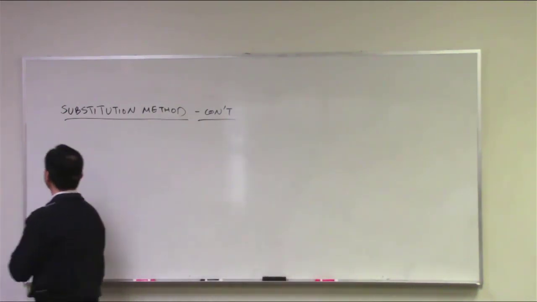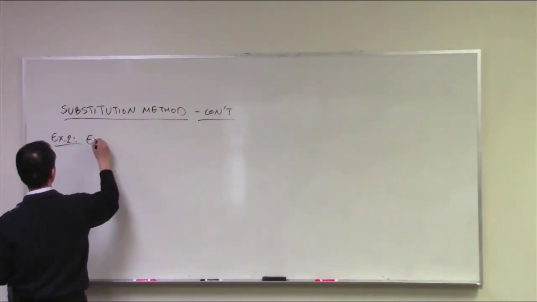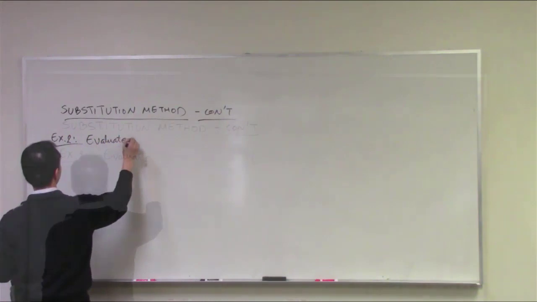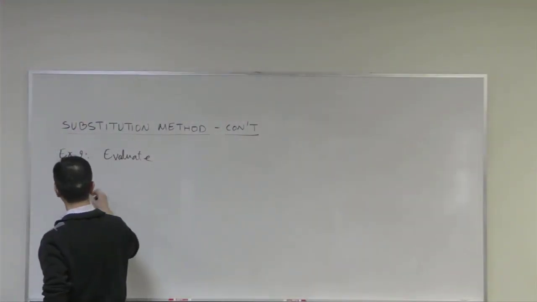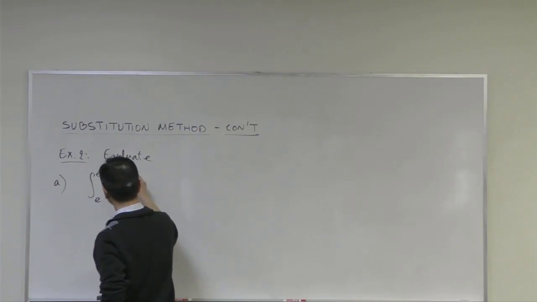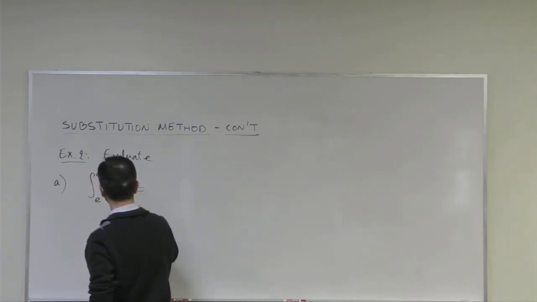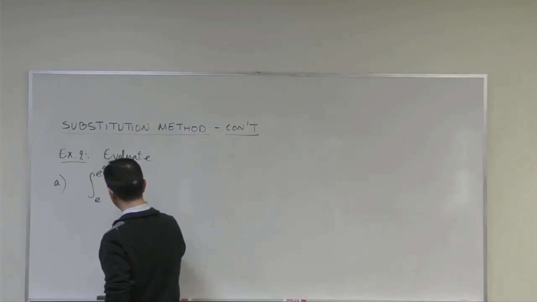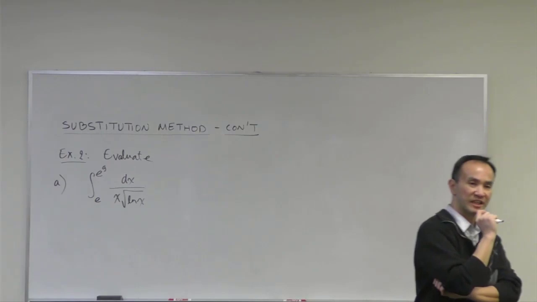So now let's look at example 2. Evaluate. All right, so in the first problem, let's evaluate the definite integral from e to the 9th of dx over x times natural log of the square root of natural log of x. Okay, so we spend some time writing it down. We're going to get started.